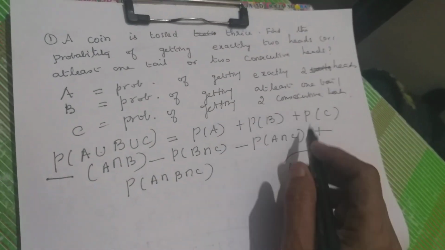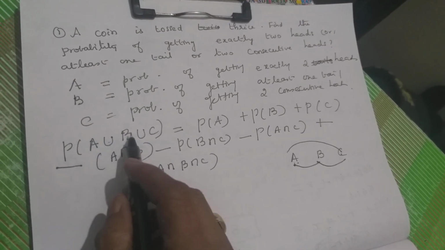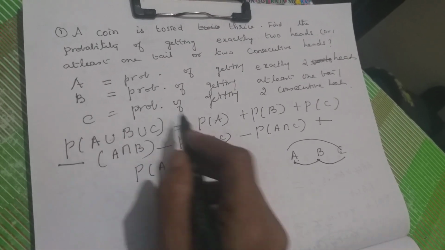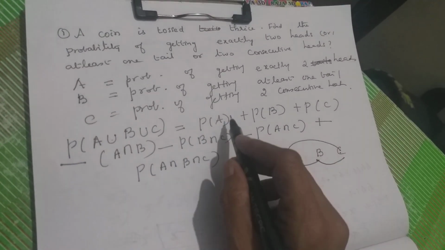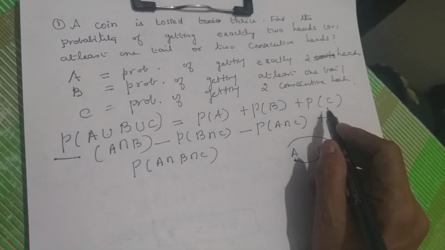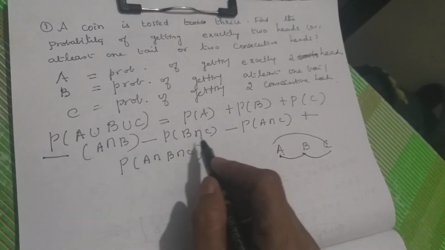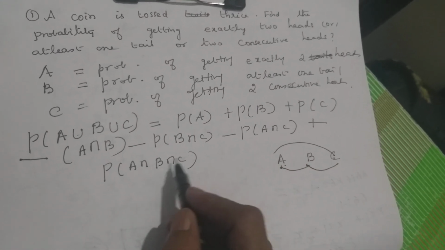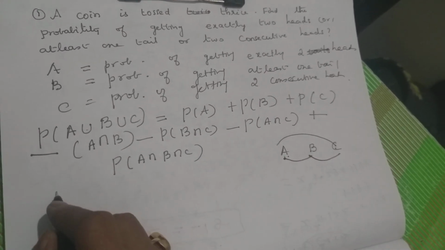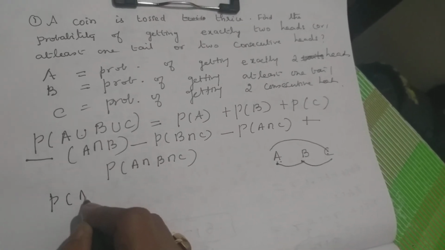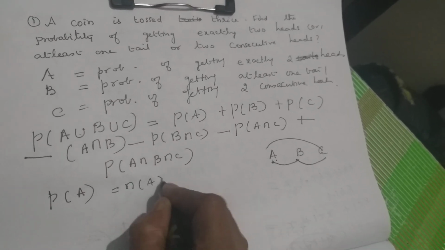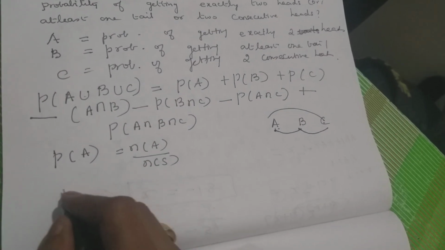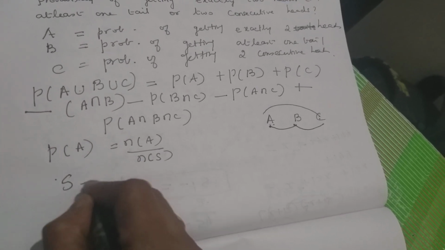So now, to find the probability of getting two heads, A or B or C, you have to use this formula. That means we need to find P of A, P of B, P of C, then A intersection B, B intersection C, A intersection C, then A intersection B intersection C. We know in probability the formula is P of A equals n of A by n of S. That means we need A, B, S, everything. So first find out what the sample space S is.